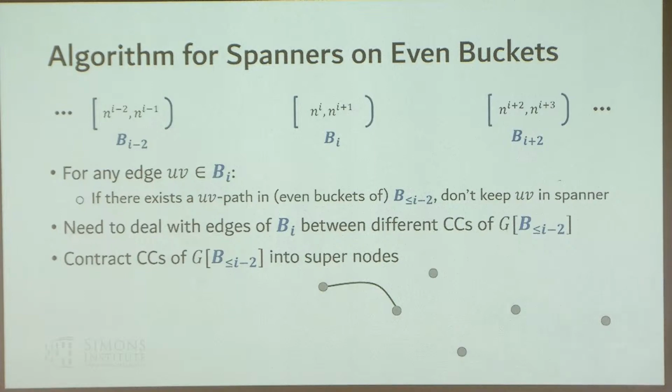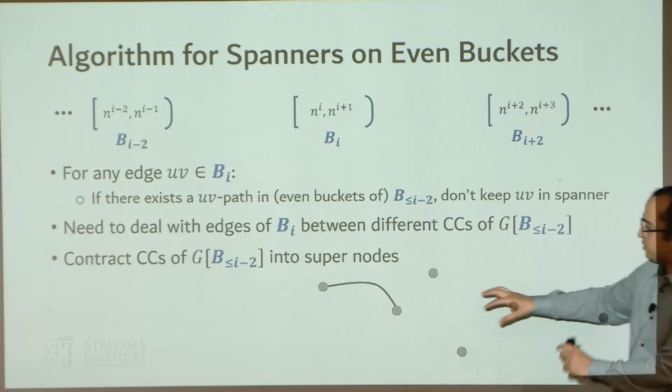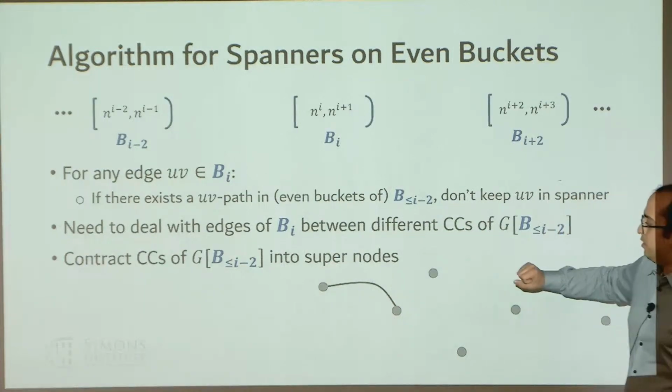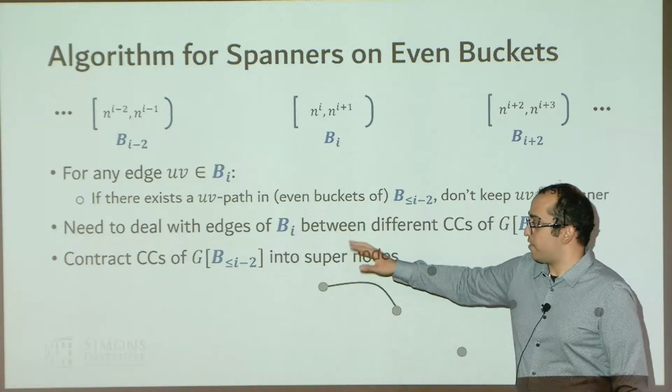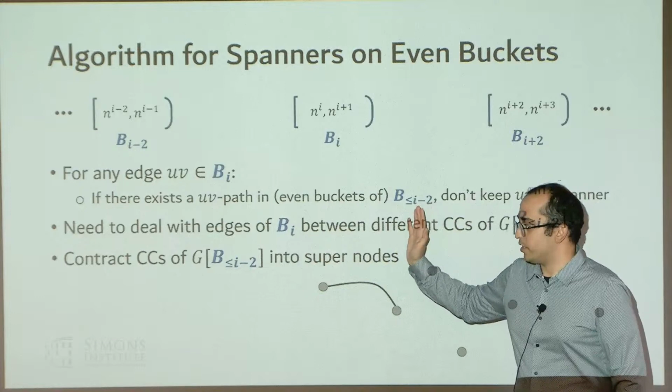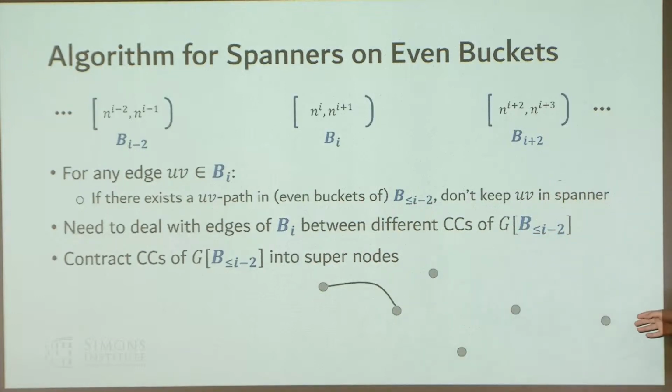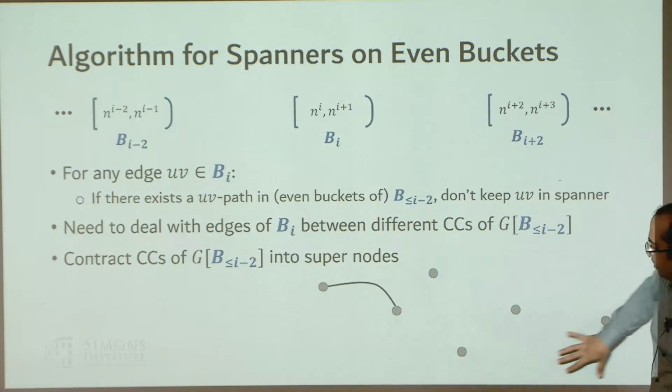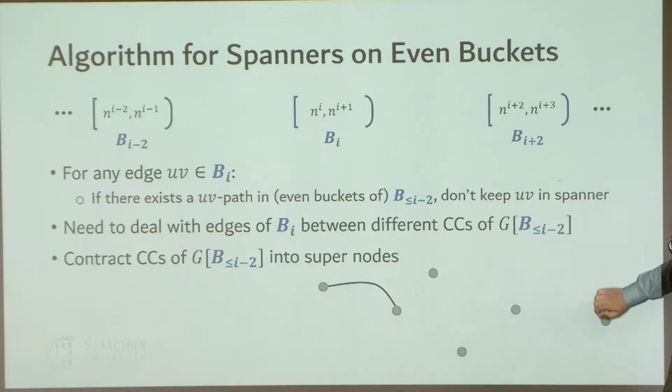Okay, so this basically then allows me to just contract the connected components in the induced subgraph by the edges in bucket B_{i-2} and below, and then try to maintain a spanner over them using edges in bucket B_i. I call these nodes super nodes. I mean, these contracted nodes.